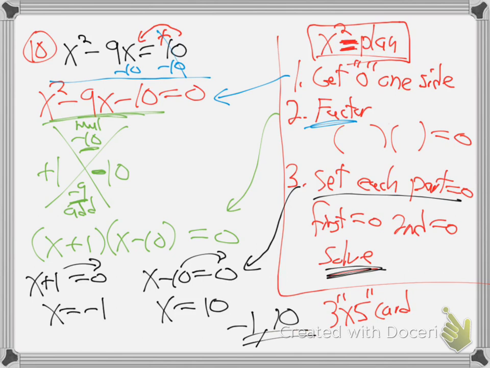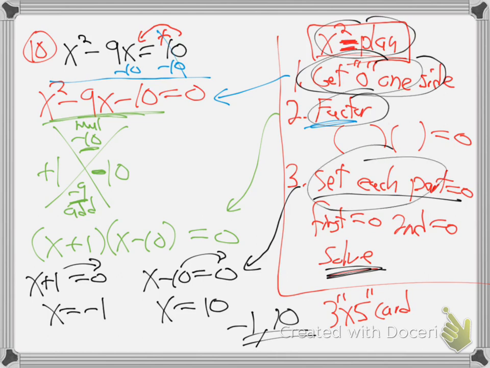Just type them both in with a comma. Either order, doesn't matter. So what do you do? When you have x squared with an equal sign, get a 0, factor, set each part equal to 0, and solve. Let's try another one.